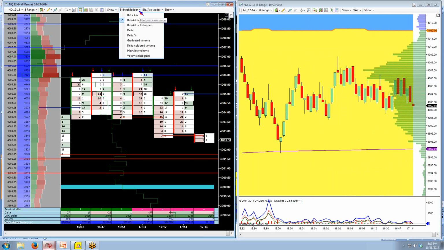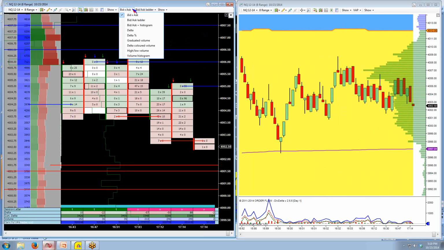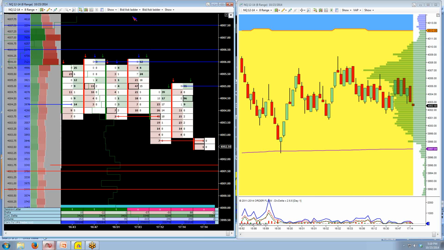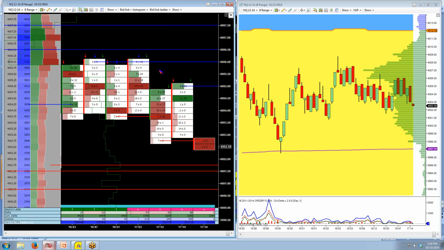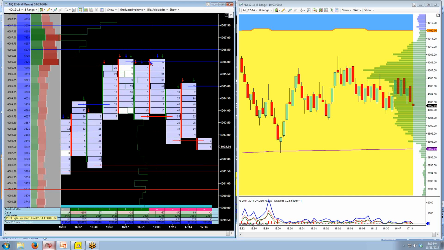I can look at these any way that I want. I can look at these bars as bid times ask. I can look at them as a bid-ask ladder. That's my preference. I can look at it as a bid-ask histogram. So if you're more of a visual person and you do better seeing the high concentrated levels based on color, then that's for you. You can look at it just as a delta, graduated volume. The more volume there is, the darker blue it would be. Many options. You can use just volume.